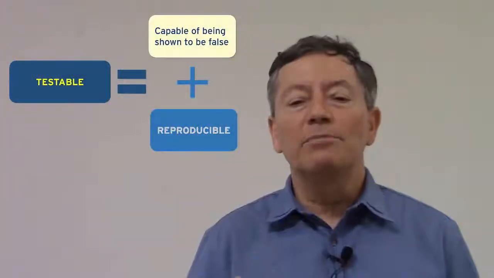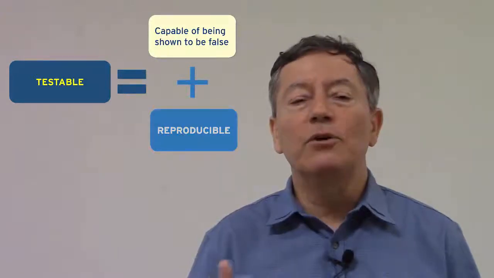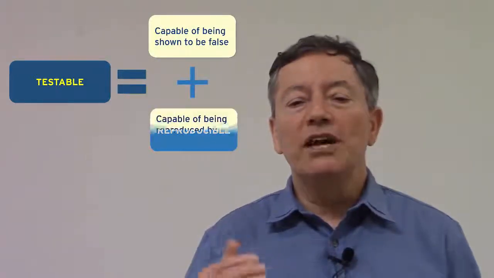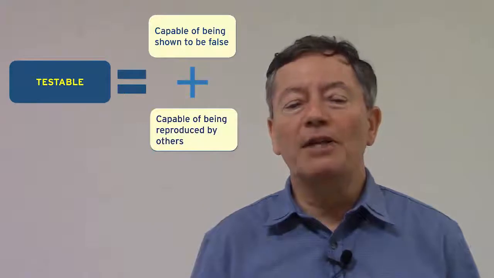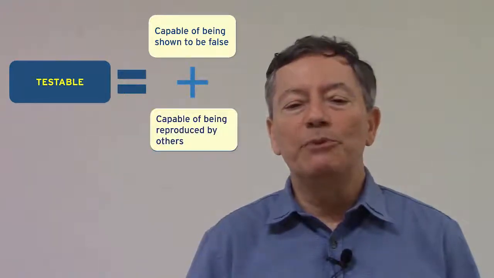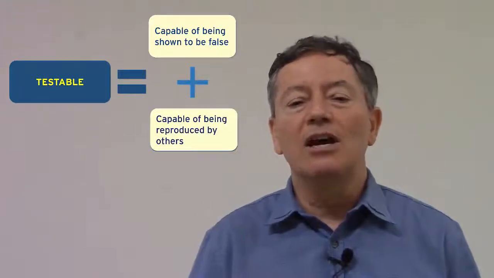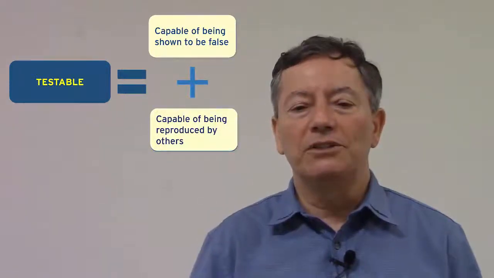The second concept underlying testability is repeatability or reproducibility. If one scientist concludes something based on an experiment, that same conclusion should be reached by another researcher independently who had performed a similar experiment if the conclusion were indeed a fact of nature.